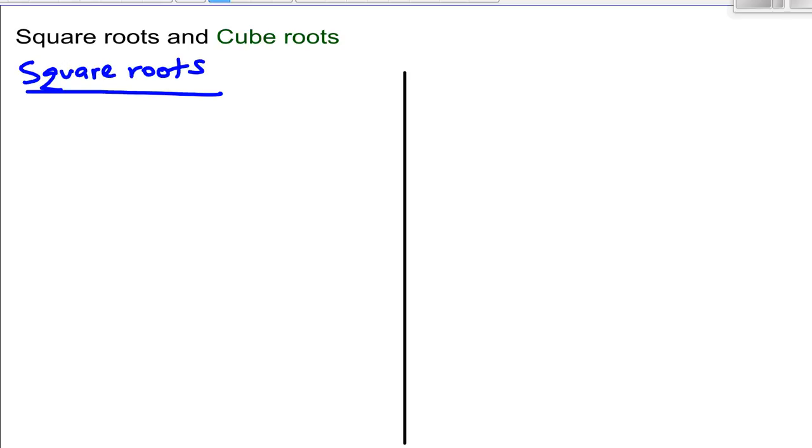We discussed that, if you have 3, if you square 3, you get 9. So the opposite of that is what we call square root.